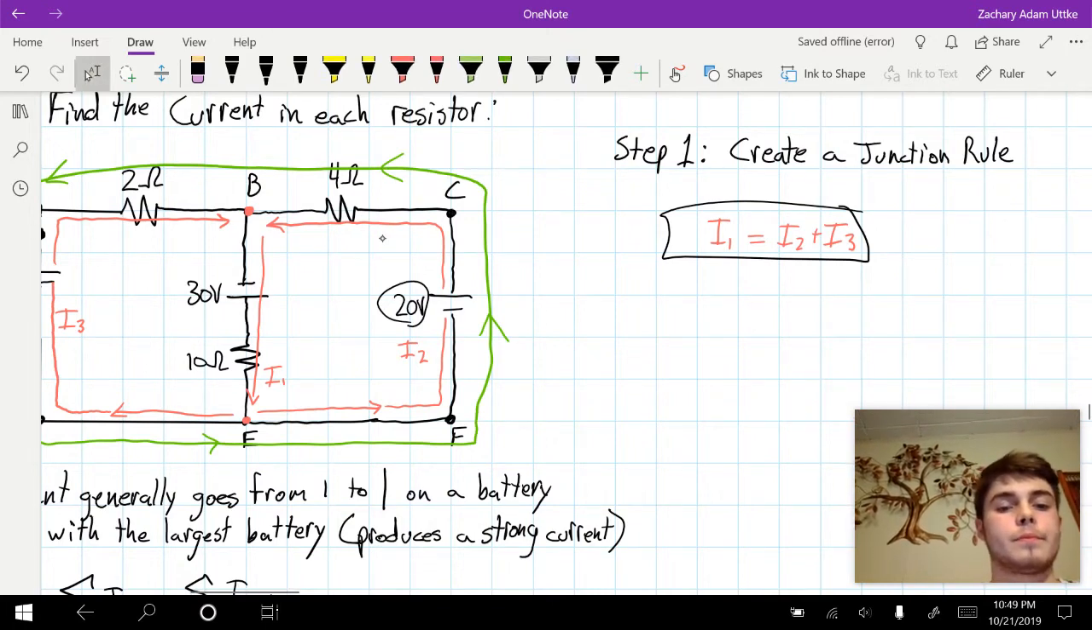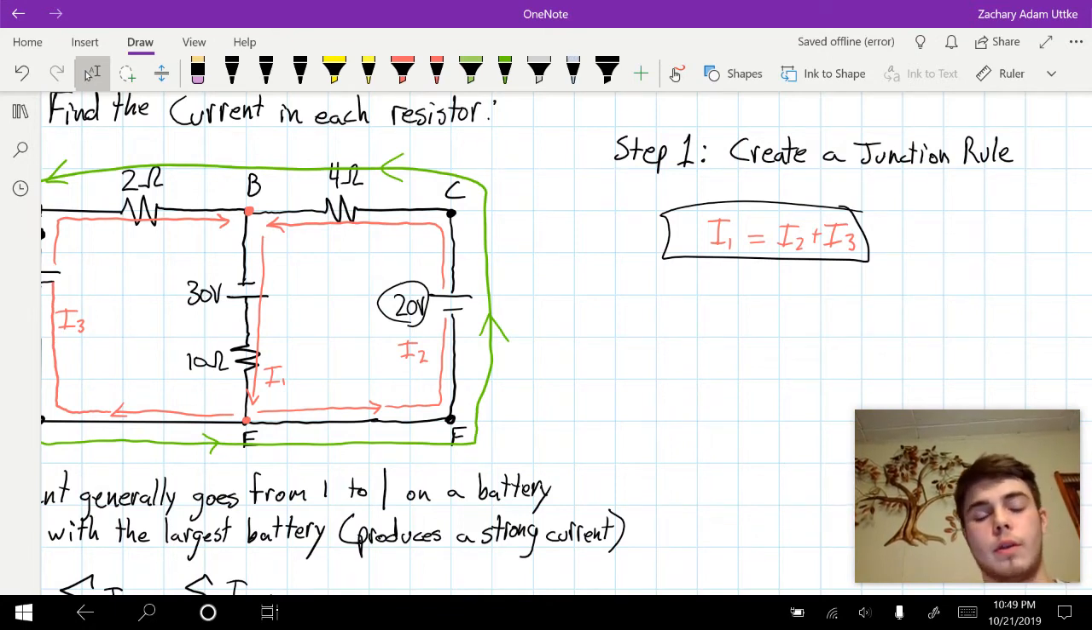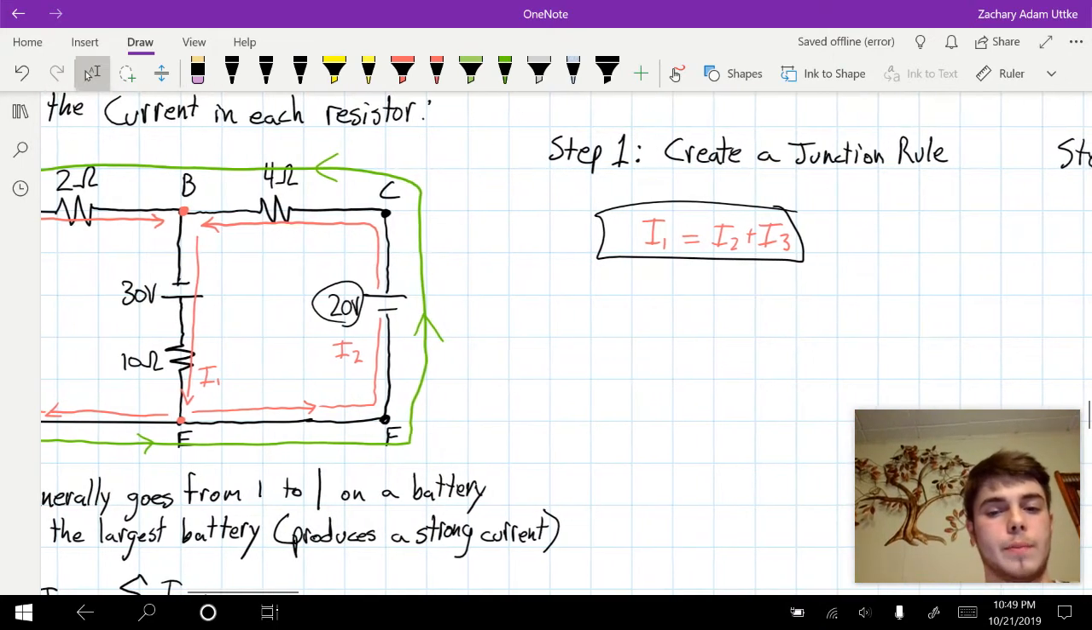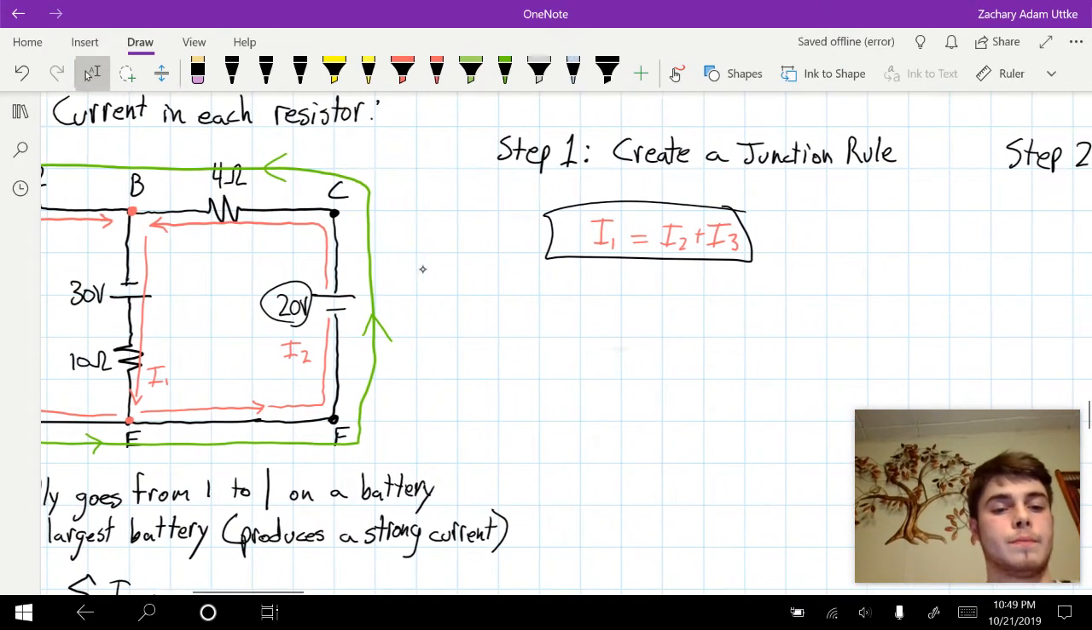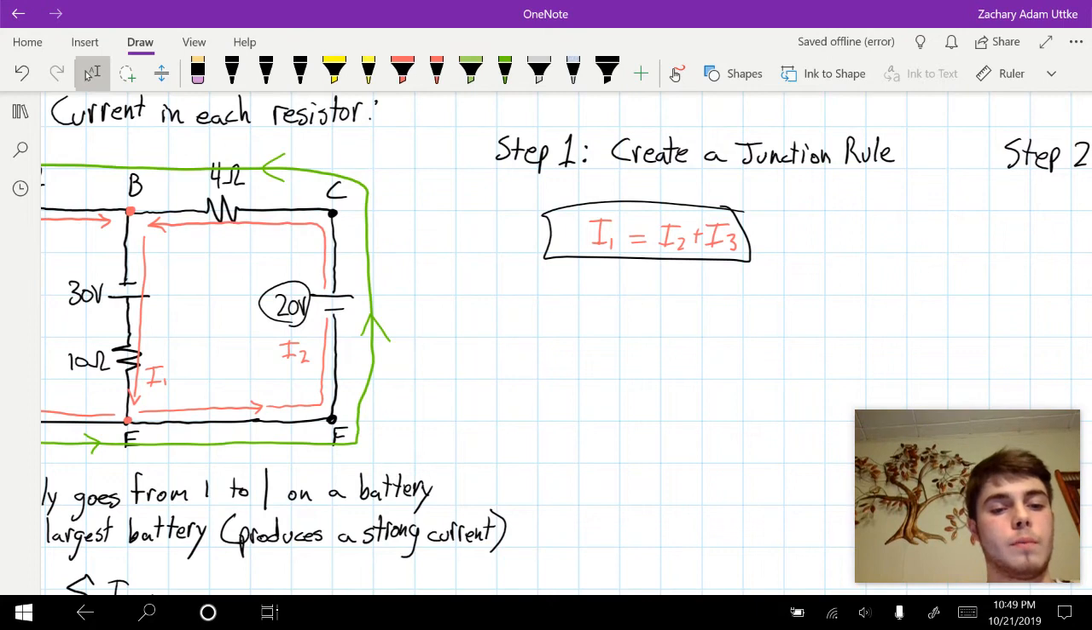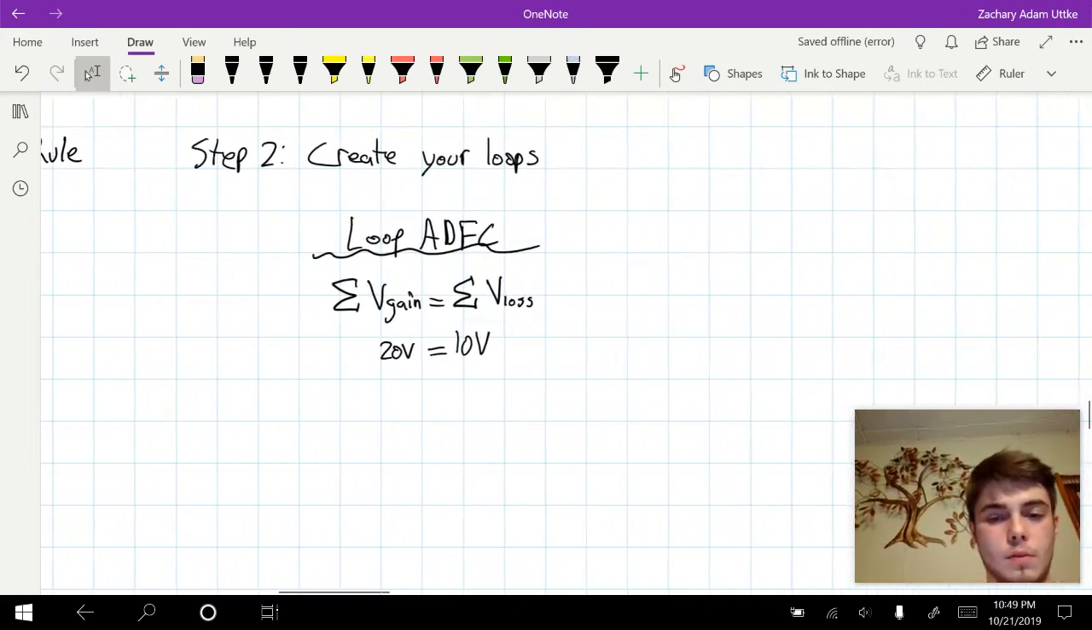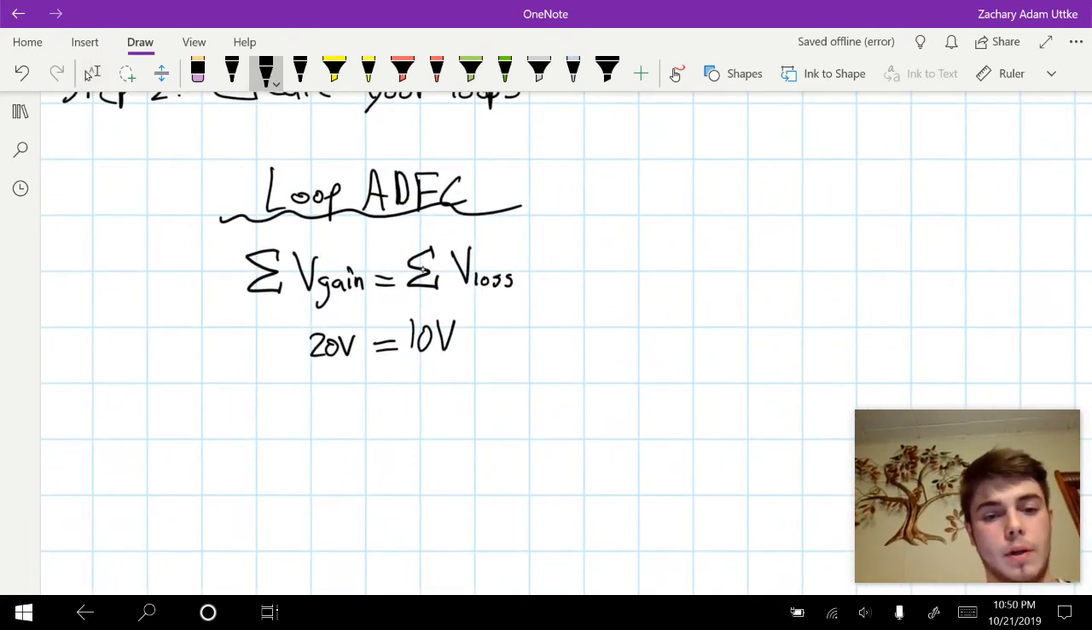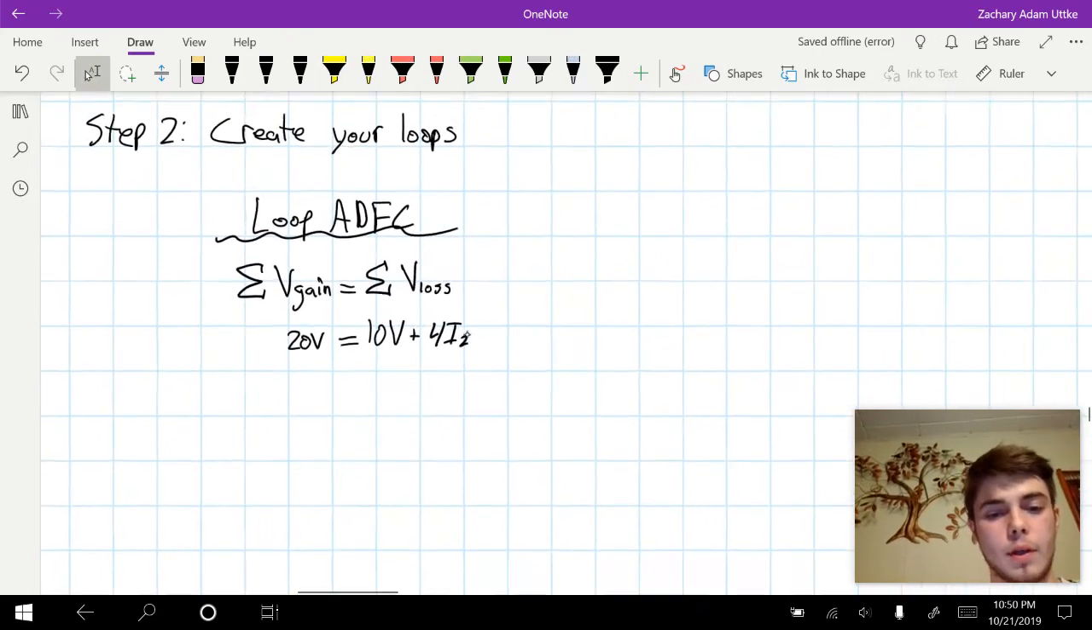So I2, the current passing through that resistor, is in the same direction as the loop direction that we picked. So in that case, we're going through the resistor the correct way, which means we have a voltage loss. So 4 ohms of I2. So on the loss side, we're going to write plus 4 I2.